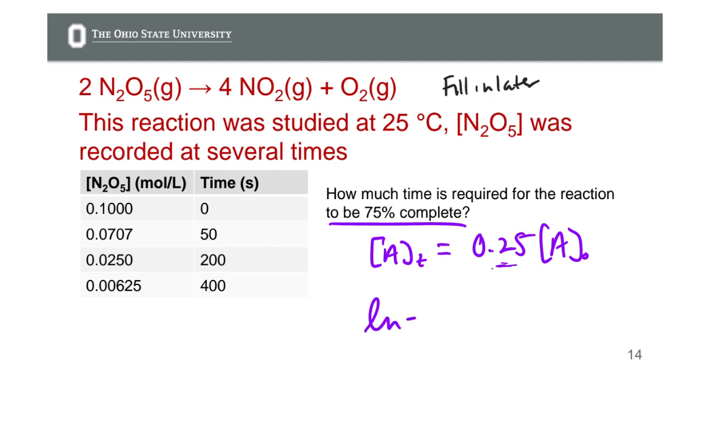Using this equation, ln of A at time t over A sub 0 equals minus k times t, you can plug in A sub t equal to 0.25 A sub 0. Rearrange and then solve for the time required to be 75% complete. This is not on the exam, so I'm not going to work through it, but I know you have homework problems on it. So let me know if you have questions.